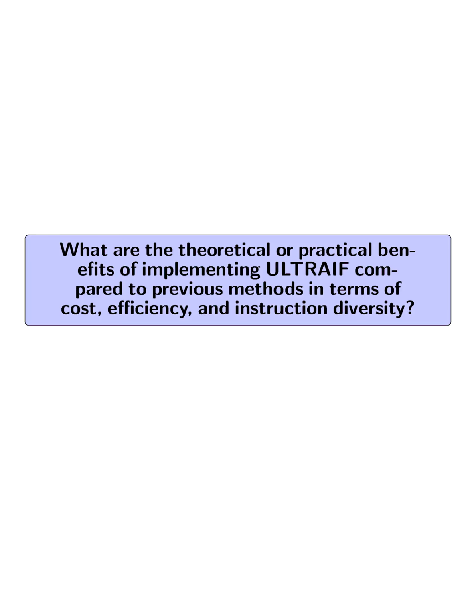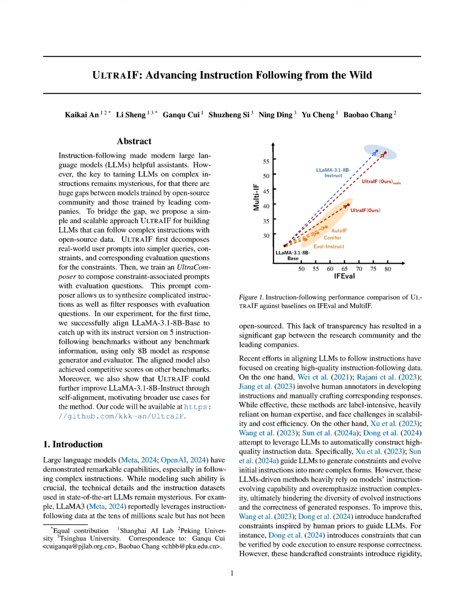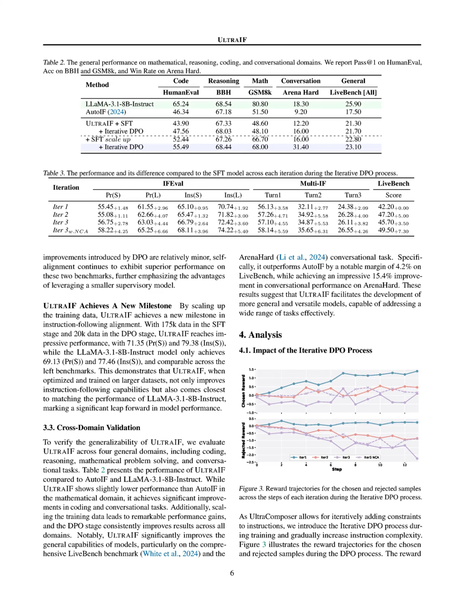What are the theoretical or practical benefits of implementing ULTRAIF compared to previous methods in terms of cost, efficiency, and instruction diversity? The implementation of ULTRAIF offers significant theoretical and practical benefits over previous methods, particularly in cost, efficiency, and instruction diversity. Firstly, ULTRAIF reduces costs by a factor of 3 to 5 compared to methods like AutoIF, as it achieves high-quality instruction synthesis with only 3 to 4 calls to the LLM, minimizing computational expenses.